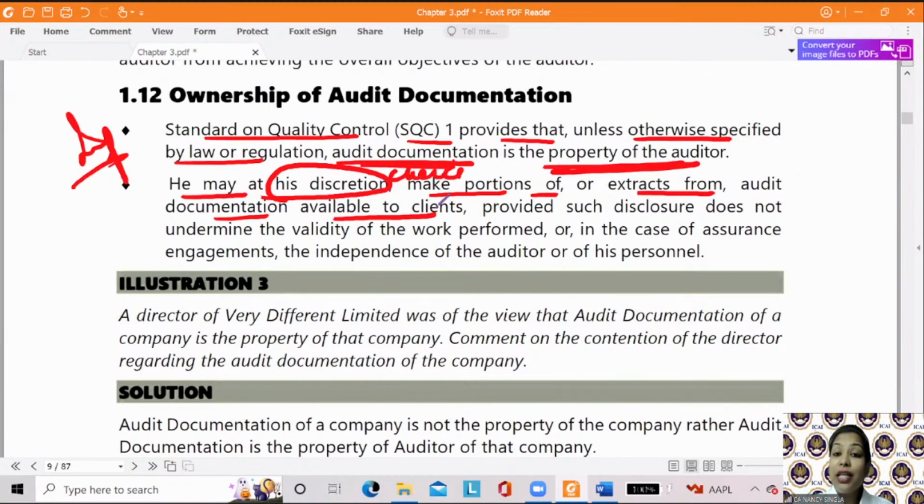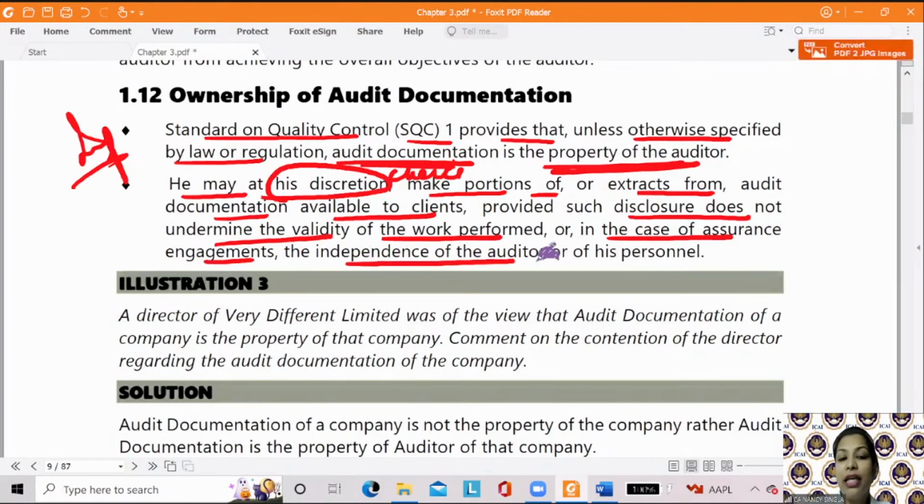Make portions of or extract from the audit documentation available to the client. So as such, the auditor is not bound to give any part of the audit documentation to the client. That mandatory नहीं है. It is at his discretion, that is at his own choice. Auditor may make portions or extract such like some part of the audit documentation available to the client, but such disclosure should not undermine the validity of the work performed, or in the case of assurance engagement, the independence of the auditor or office personnel. Okay?